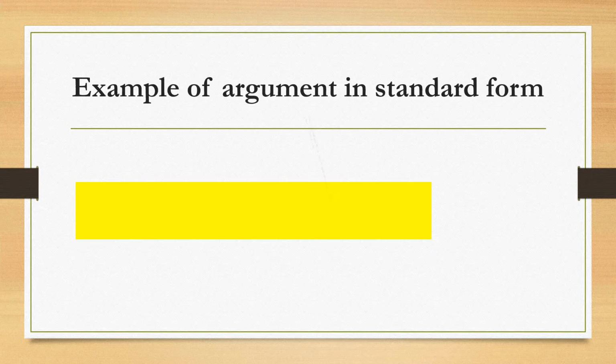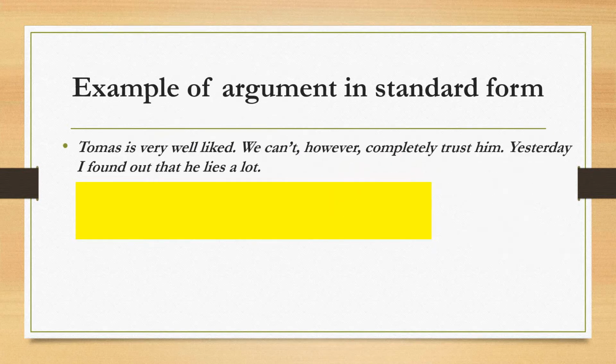Consider the following argument. Thomas is very well liked. We can't, however, completely trust him. Yesterday I found out that he lies a lot. Let us begin by looking for the conclusion. Let us start with the first assertion. Thomas is very well liked. The question we should ask is if there is any other assertion that supports the first one. The answer seems to be no.